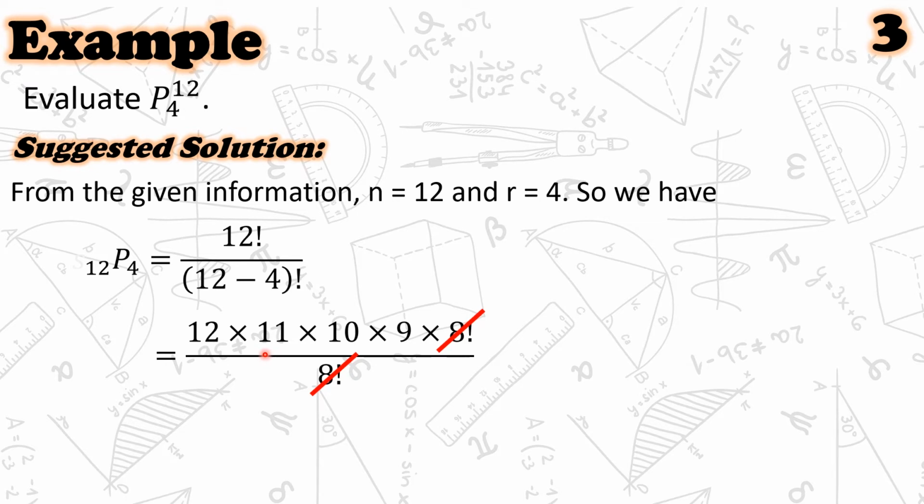So we have 12 times 11 times 10 times 9, and that is 11,880. 12 permutation 4 is equal to 11,880.